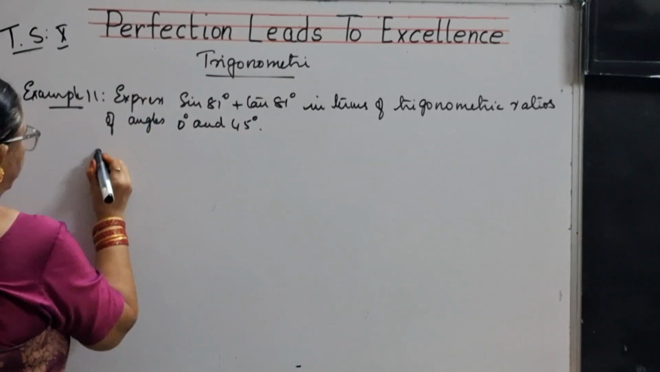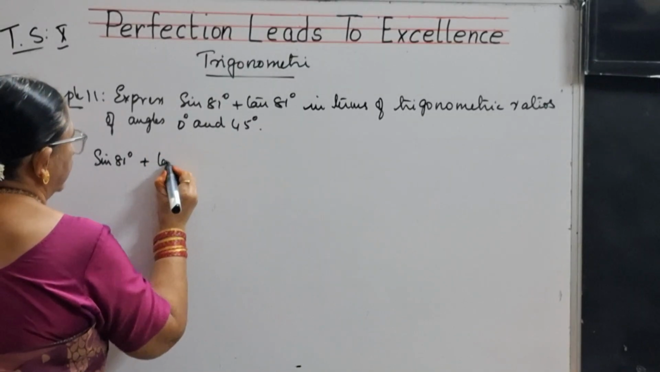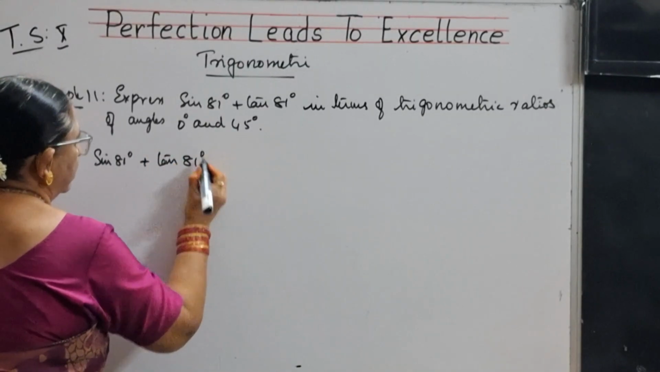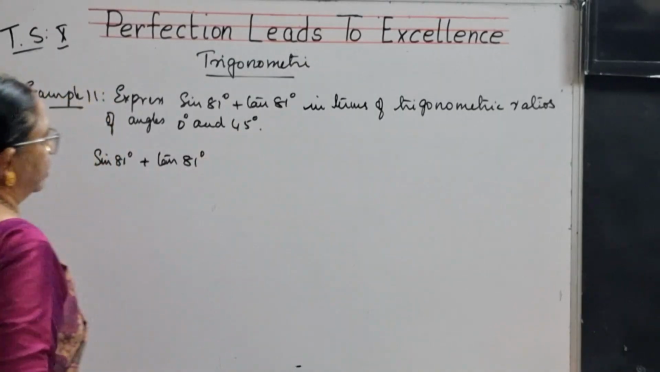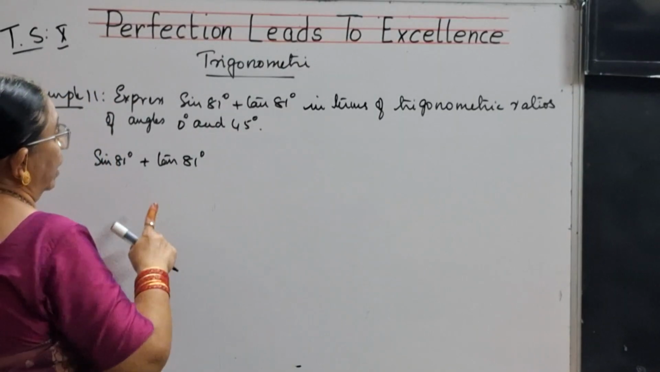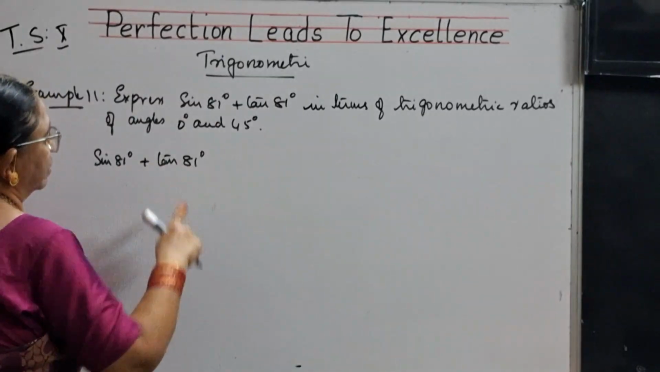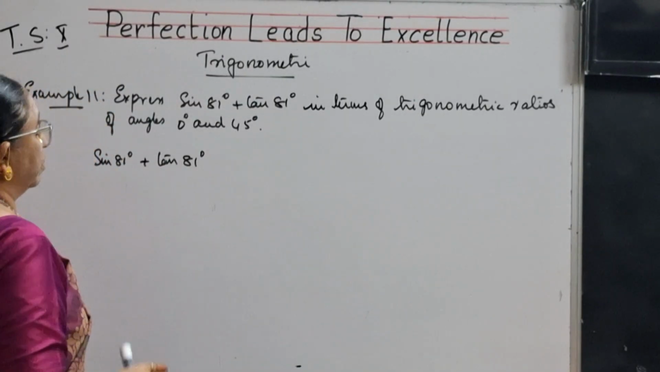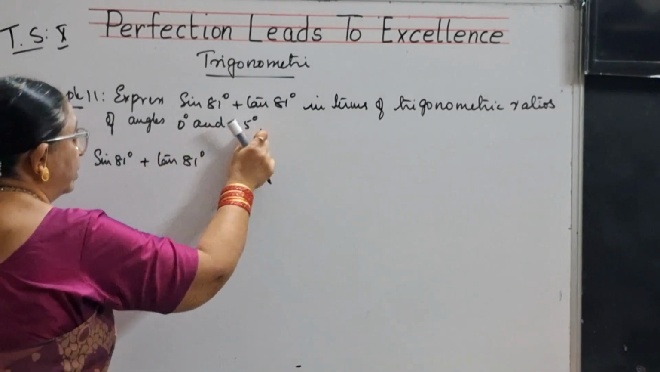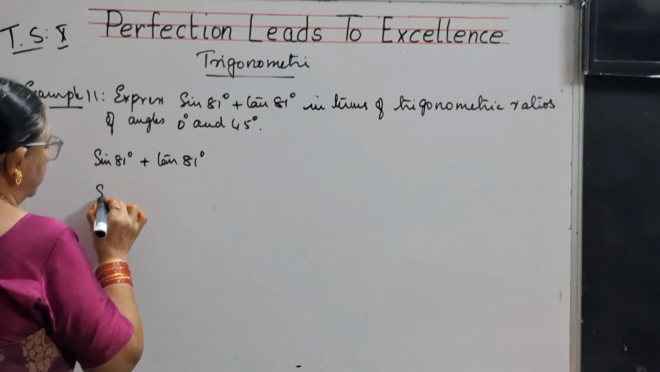We have got the value as sine 81 degrees plus tan 81 degrees. So these 81 degrees are more than 45 degrees. So they are asking that this 81 degrees, which is there for sine and tan, you need to convert in terms of the angles between 0 and 45 only. It should not cross 45. So what you have to do?